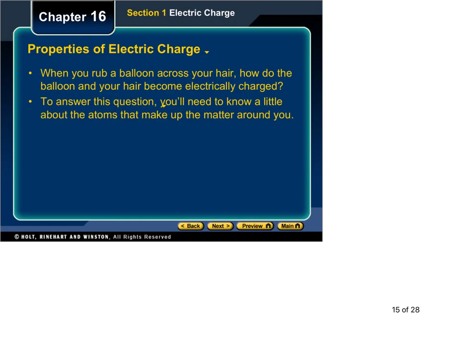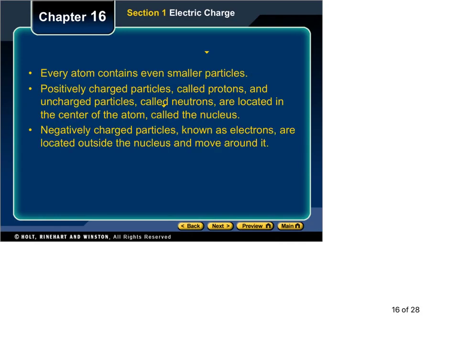So, how does all this happen? How do the balloon and your hair become electrically charged? We look a little deeper into matter. Some review from chemistry and physical science: every atom is made up of even smaller particles. We've got protons and neutrons, protons being positively charged, neutrons being uncharged or neutral, located in the center of the atom, called the nucleus.